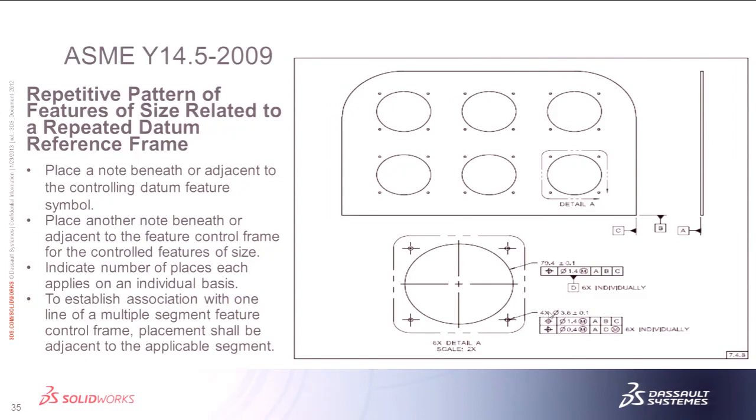One note about it is when you're doing a detail view and it states this in the standard, if you say 6 times detail A, you don't have to say 6 times at each of these locations. So they've done it both places, a little redundant in my opinion. You can say just datum D individually and then individually on this. When you've got a multiple single segment, the individual needs to be located next to or adjacent to the feature control frame that it applies to.